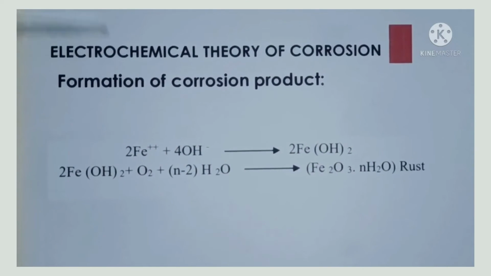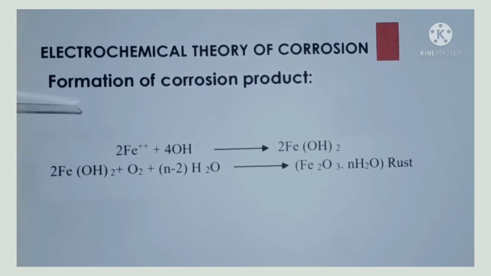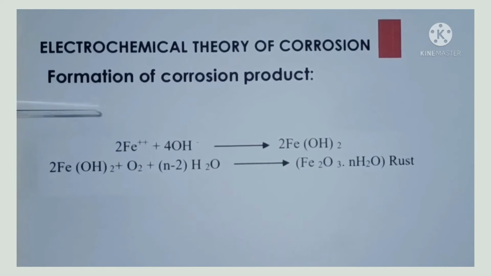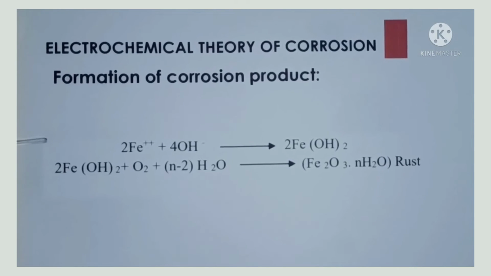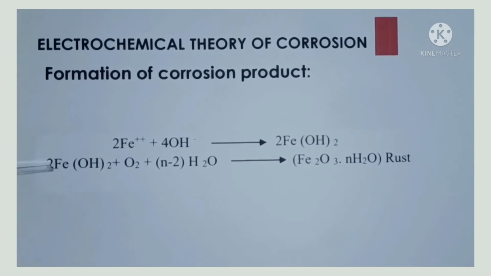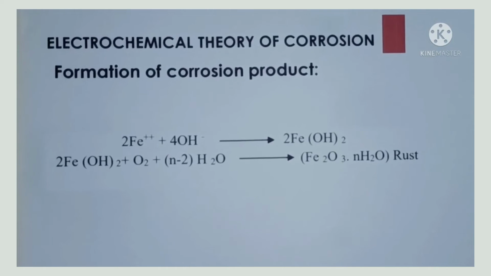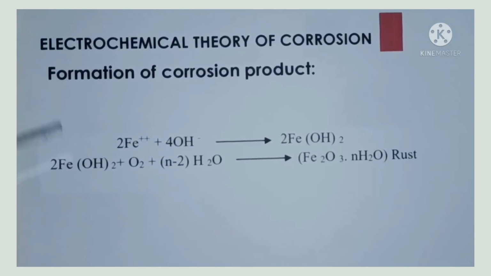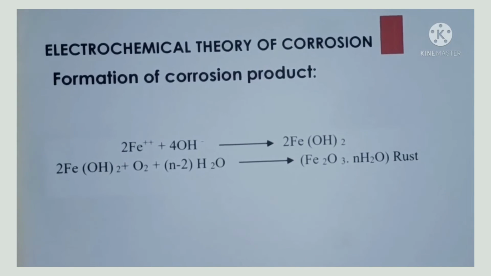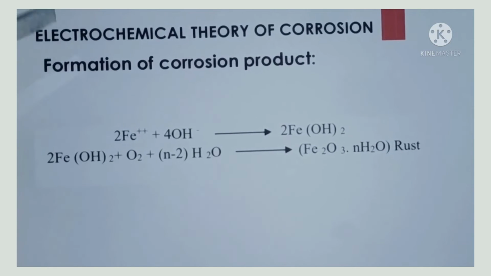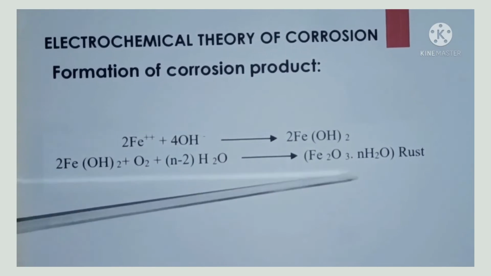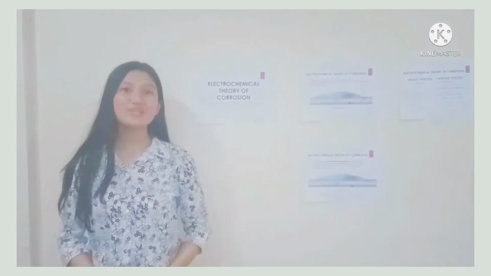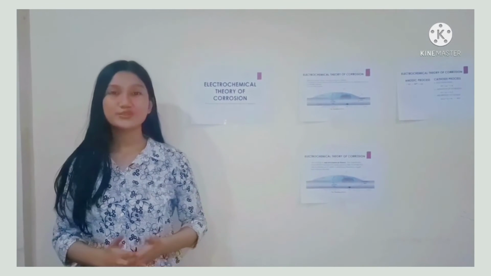In the electrochemical theory, the formation of corrosion product is also a part of the cathodic process reaction. So when the hydroxide ions migrate towards the anode and react with metal ions, they form the corrosion product. In the case of iron, OH- reacts with Fe2+ ions to form an insoluble hydrated ferric oxide known as the brown rust. That is all for the electrochemical theory of corrosion.